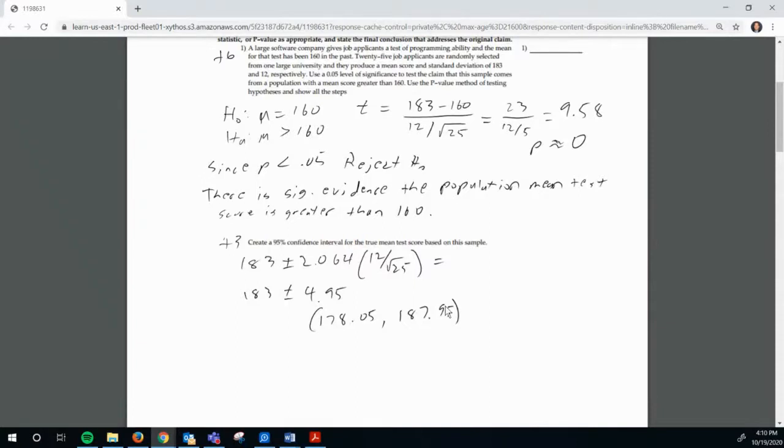I hear a microphone. The type 1 error would be rejecting the null hypothesis when it's true. Very cool. And so what does that look like in this context? We reject the null and say the average is greater than 160, but the average is actually 160. Yeah, we're still good. So we incorrectly rejected, right?